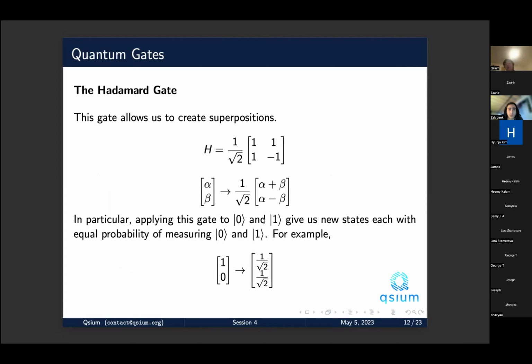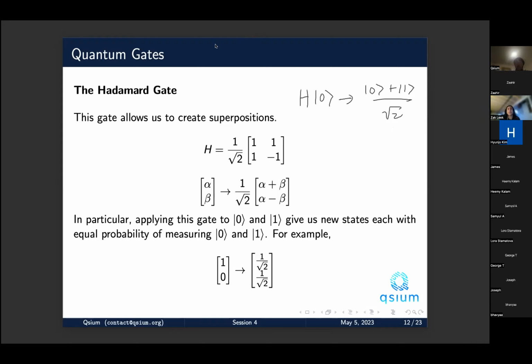Now, this is probably one of the most important quantum gates, so please make note of this. It's called the Hadamard gate. This gate allows us to create superpositions. So this is the matrix form, but after we apply our Hadamard gate to, let's say, ket 0, we'll have ket 1 over root 2. So we're having a superposition of states, and this is why the Hadamard gate is really useful.